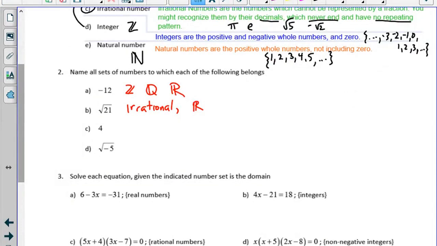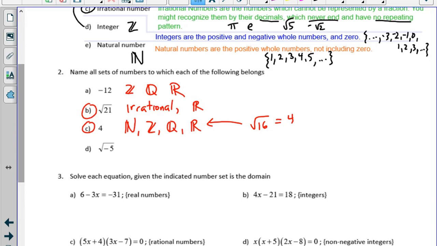Okay, 4. 4 is a natural number, an integer, a rational number, and a real number. So while we talk about these types of things, this is important to understand that when you see a square root, it does not automatically mean irrational. For example, if I wrote the square root of 16, it's actually a natural number, a whole number, an integer, a rational number, and a real number, because the square root of 16 is actually 4. So it will oftentimes help you to rewrite the number in its simplest form to help you out.